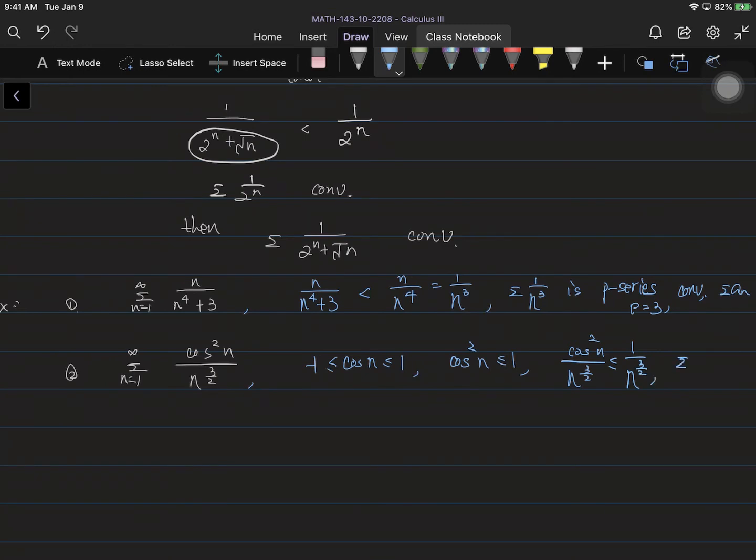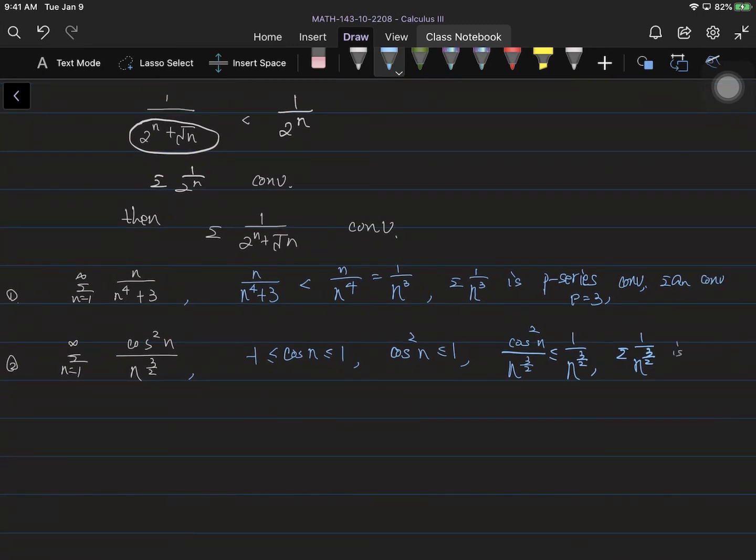And same thing, 1 over n to the 3/2 is a p-series with p equals 3/2. When p is 3/2, that is greater than 1. Can you tell this converges or diverges? Converges. Then our series is smaller than a convergent one, so that converges too. Okay, that is convergent. All converge. That's the exercise for convergence, for the comparison test.